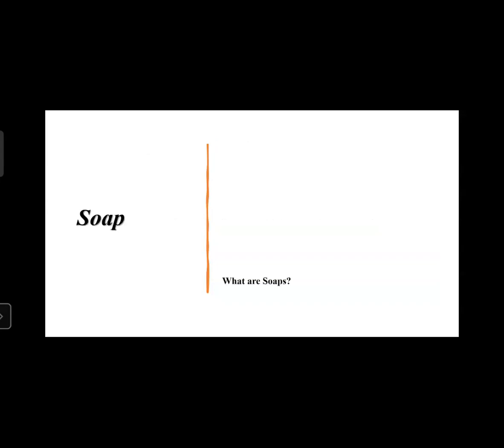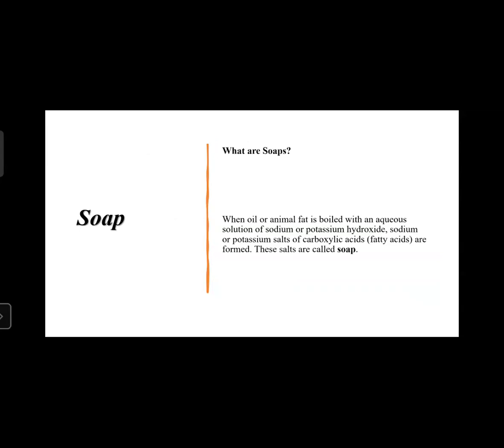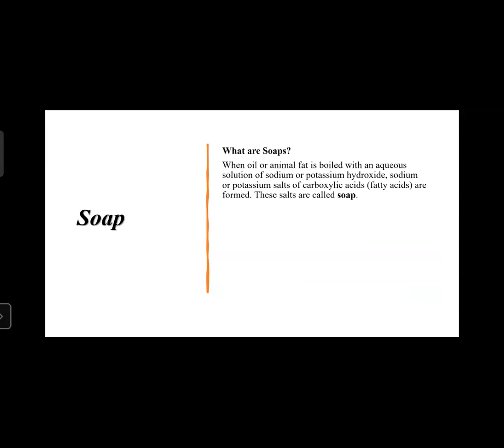Now we have seen what we mean by soap. When oil or animal fat is boiled with aqueous solution of sodium or potassium hydroxide, the sodium or potassium salt of carboxylic acid, that is fatty acid, is formed, and that is called soap. What do you mean by detergent? Detergent is a surfactant or a mixture of surfactants with cleansing properties when in dilute solution.